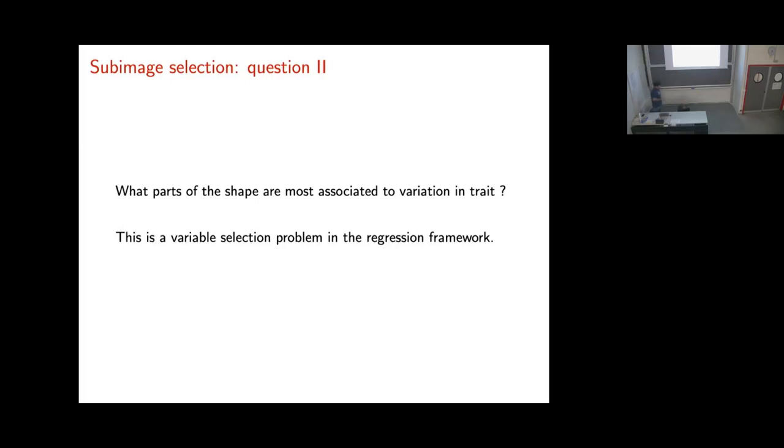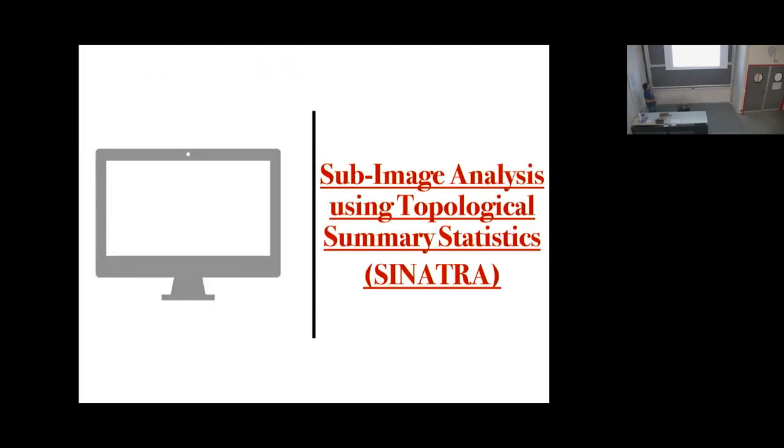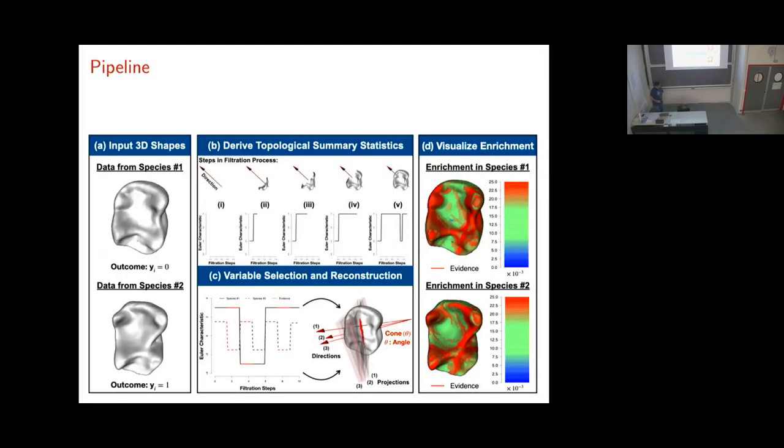But it raised the question, can you do variable selection? Can you tell me what parts in three space are most variable between these two shapes? Okay? Now, I'm not going to show you this in cancer, because cancer is too hard to get some ground truth and figure out what's going on. And this method that we used to do this is called Sinatra. And I'll give you a sketch of it first, and then we'll go through some of the steps.